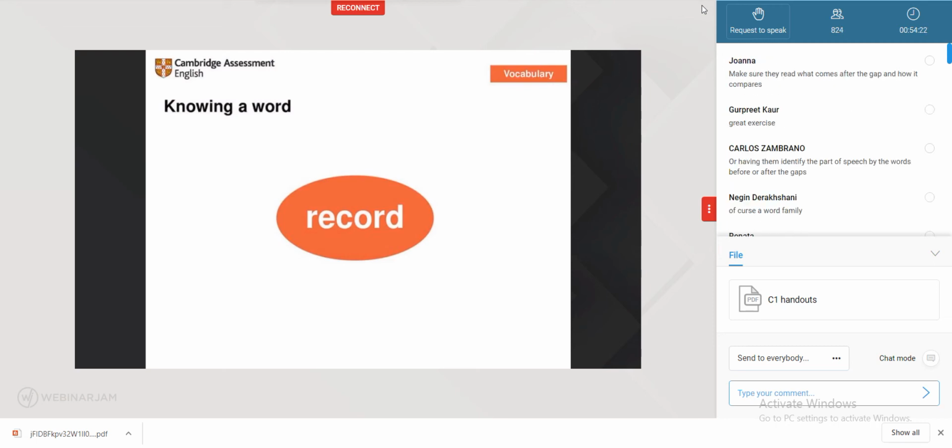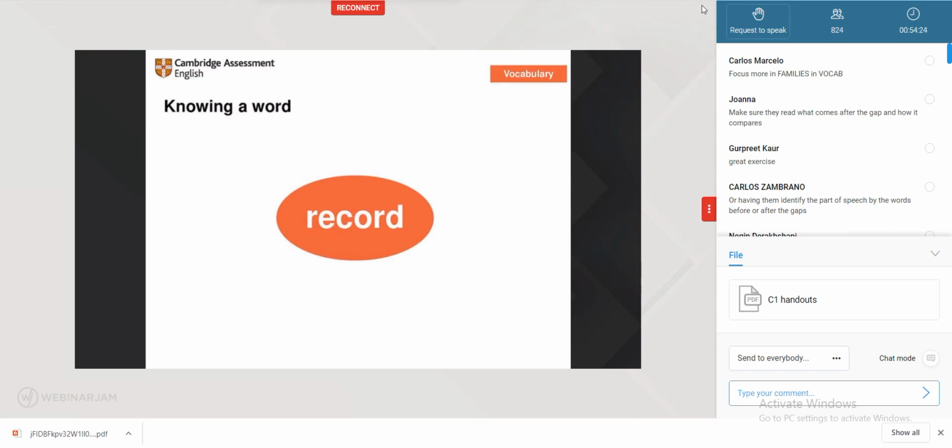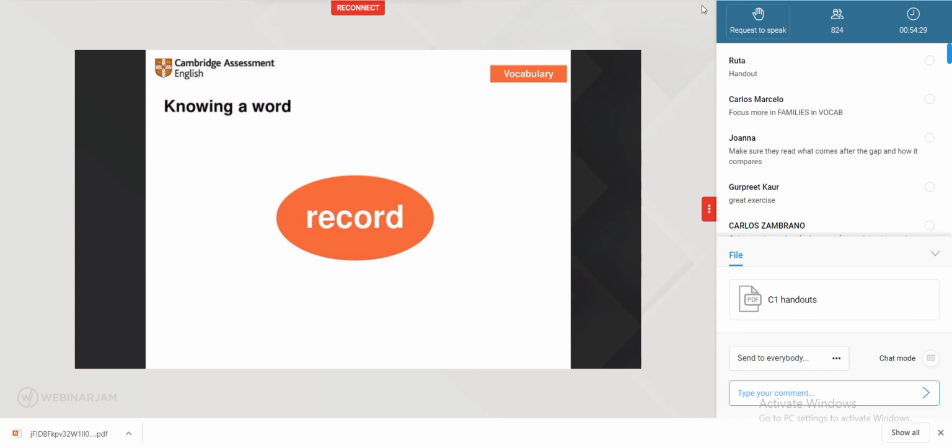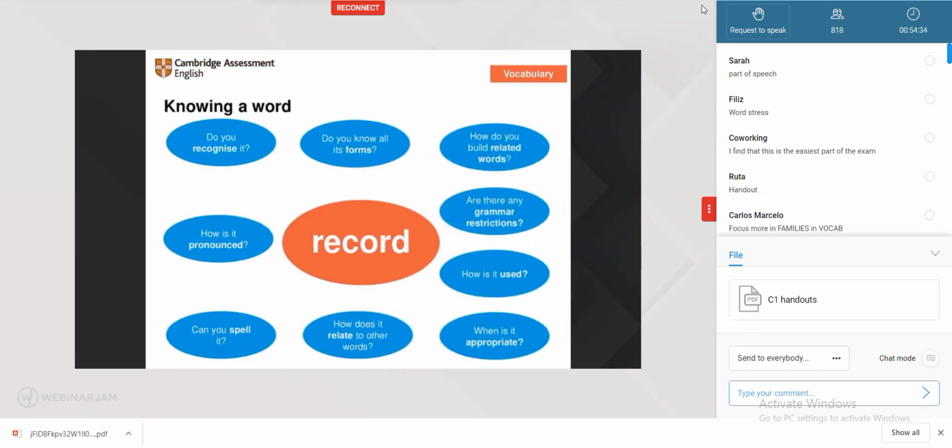Yeah, sometimes we think that we know a word, but you need to tick a lot of boxes to say that you know a word. So record or record, we've got to think about a huge amount of things. All of its forms. How do you build related words? Are there any grammatical or grammar restrictions? How is it used? When is it appropriate? How does it relate to other words or collocations here? Pronunciation, spelling. Yeah.